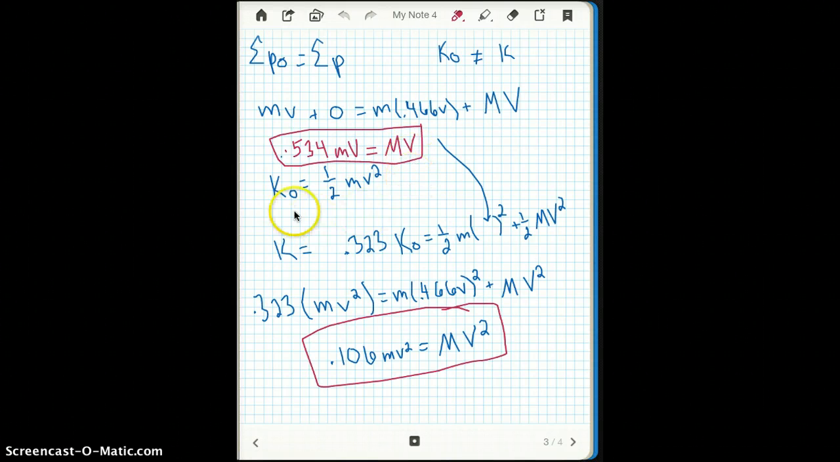For the second part of the problem, it talks about the kinetic energy. So initial kinetic energy is 1/2 mv squared. The block has no kinetic energy, so we don't need to write that. And then the kinetic energy after the collision is equal to 0.323 of the initial kinetic energy, which is equal to 1/2 m this v quantity squared plus 1/2 big M big V squared. Which, if I make a substitution in here for K initial, I can then multiply this out, combine like terms, and I get another simultaneous equation.